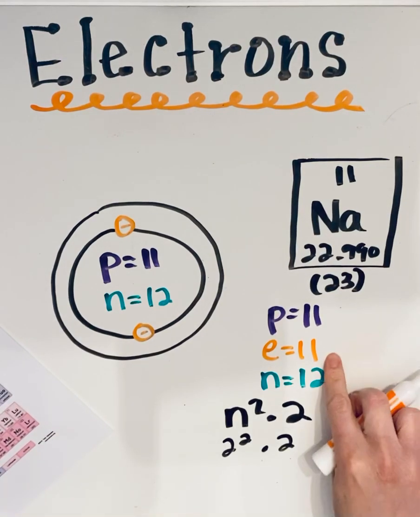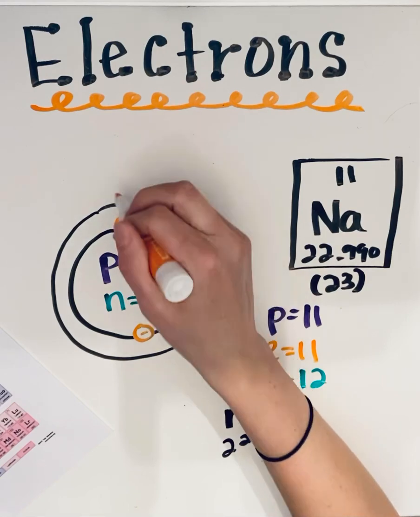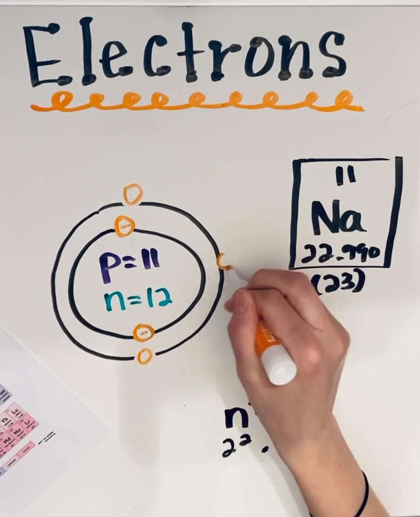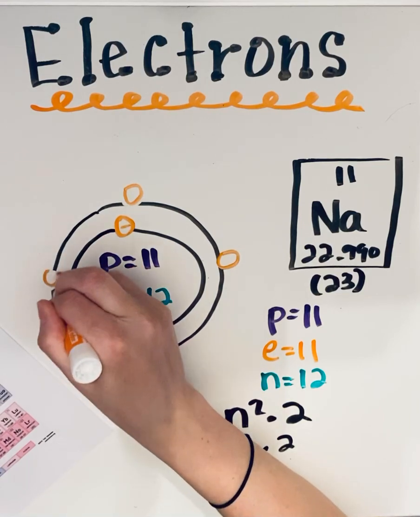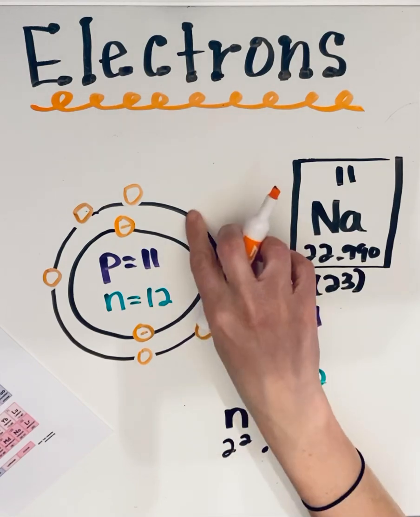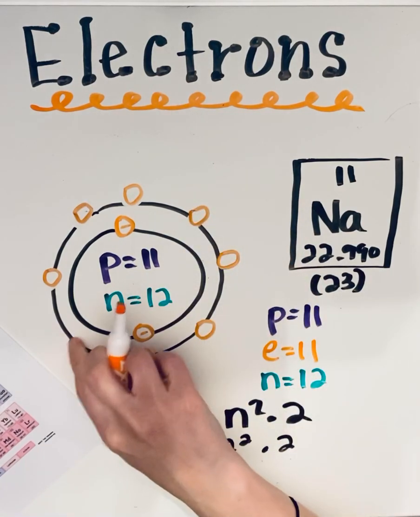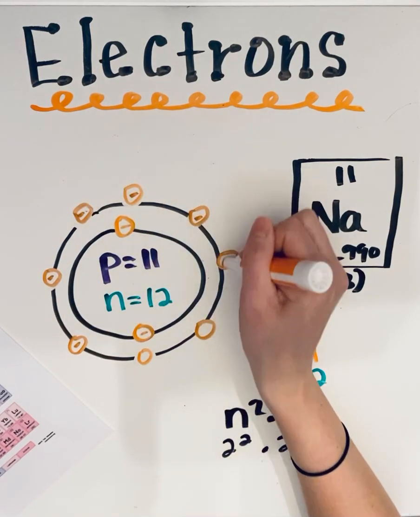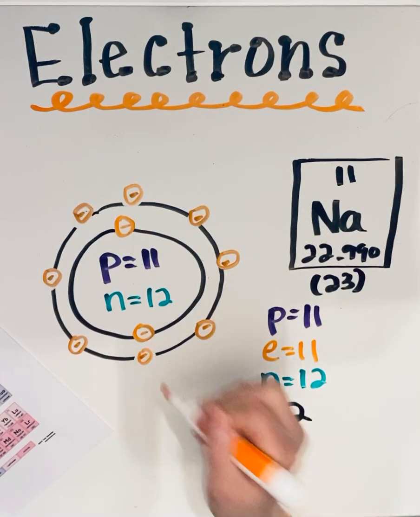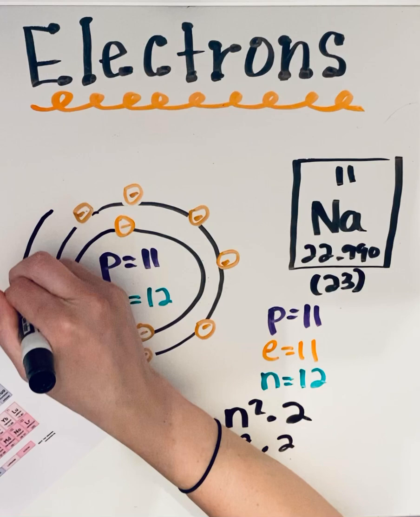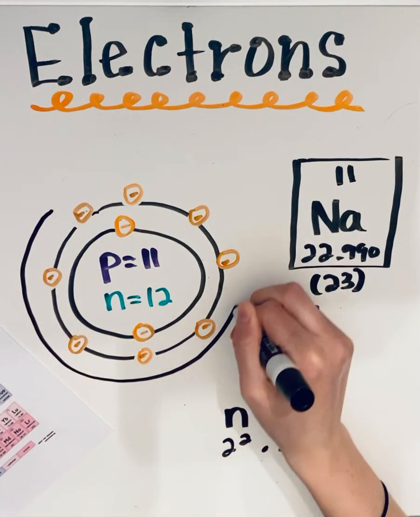I need 9 more. So what am I going to do? I'm going to draw 1, 2, 3, 4, 5, 6, 7, 8. I'm still short 1 electron. The only thing I can do is move up to the 3rd floor, right? I have to fit all my guests in my hotel. So I'm going to draw 1 more floor.